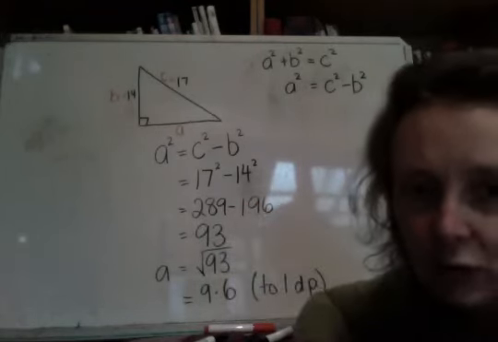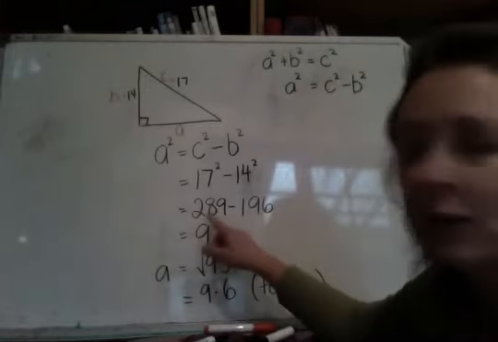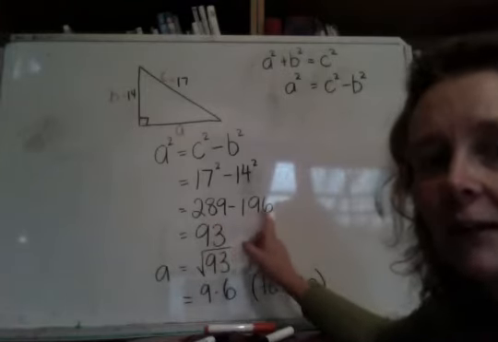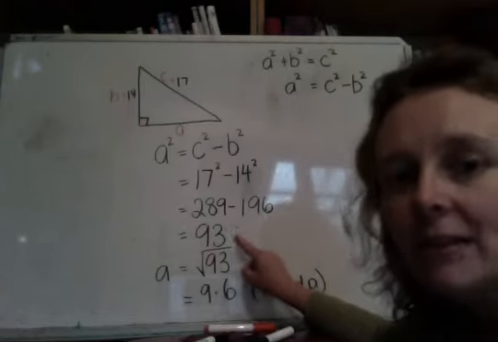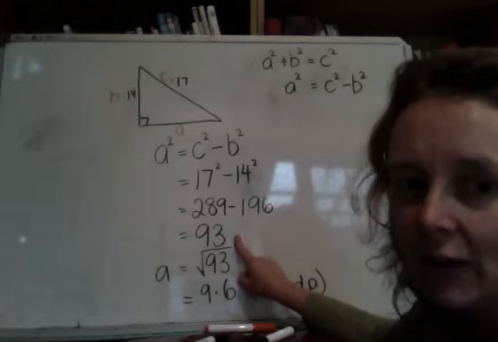Now I'm at the point where I use my calculator. So work out those values. It's 289 minus 196, and that gives me 93. Remember, this is the square of that shorter side.